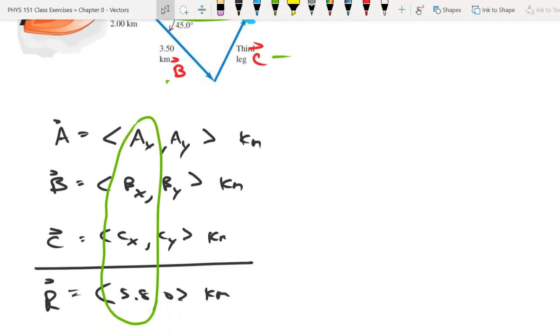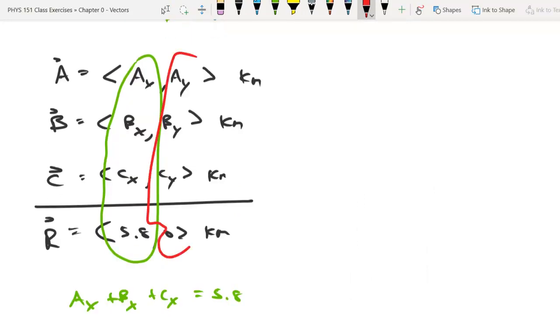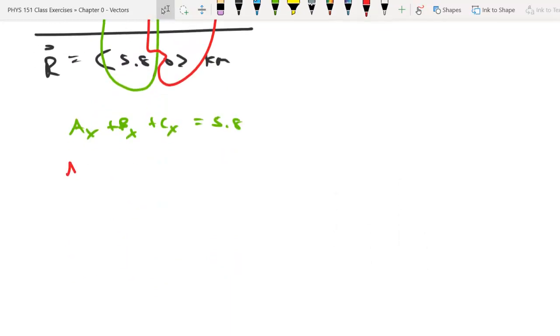And we must also have AY plus BY plus CY equals 0, right? So AY plus BY plus CY is equal to 0. And that gives us two equations and two unknowns, right? Because we can find AX, AY, BX, BY. The only things we don't know are CX and CY. And so we can then solve this system of equations to find CX and CY.